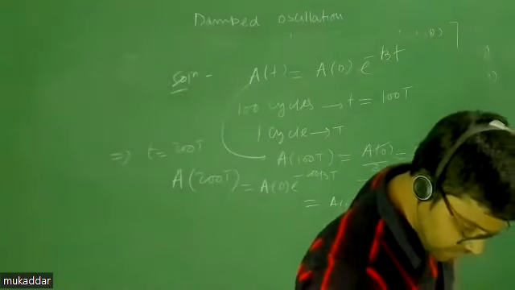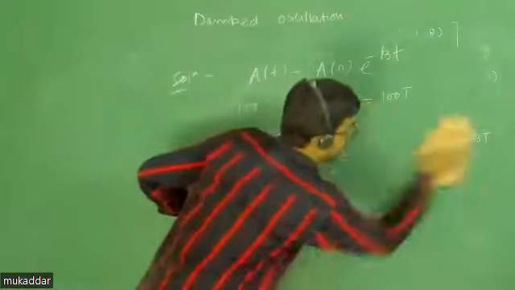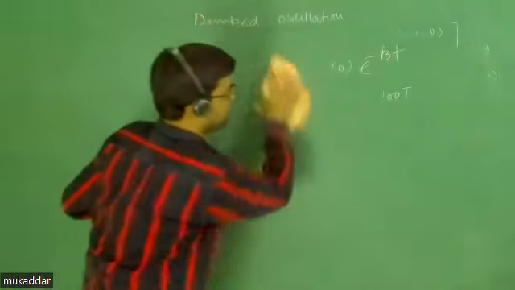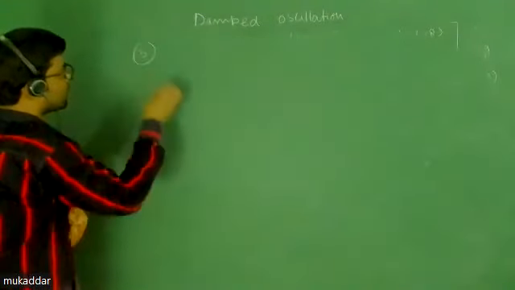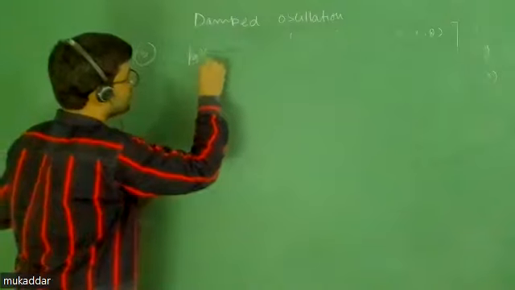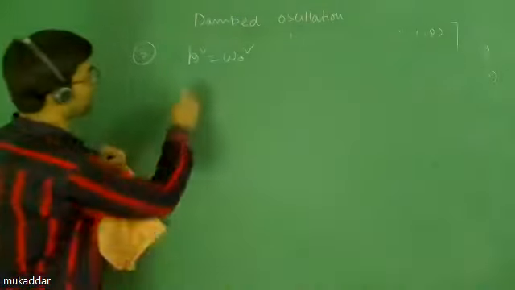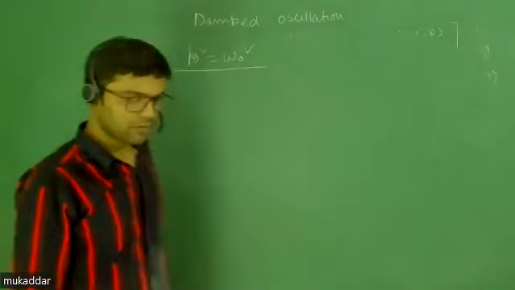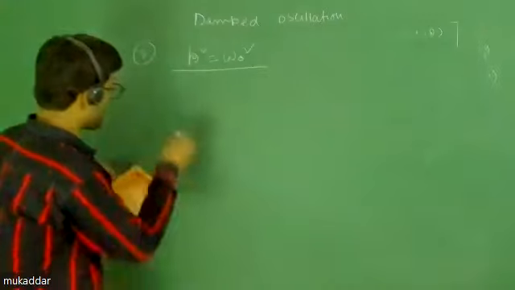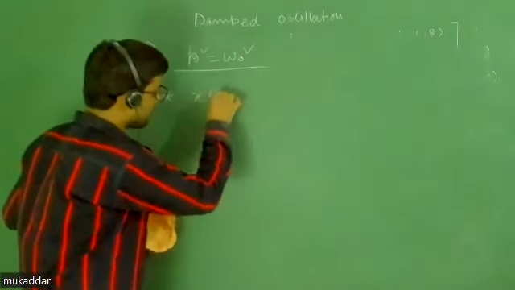Now you have a third case. What is the third case? Case number 3, when beta square equals omega naught square. Now tell me what will happen. If you substitute beta square equals omega naught square, what will come? Tell me.